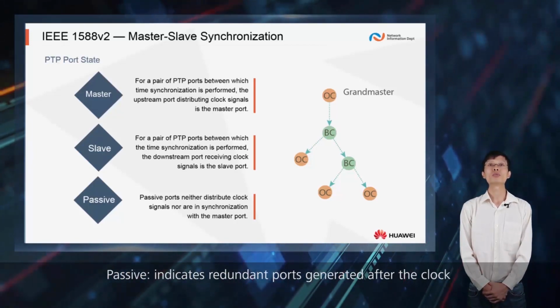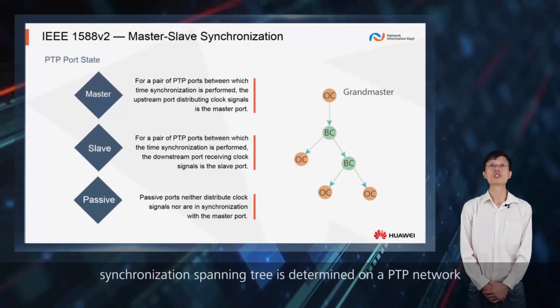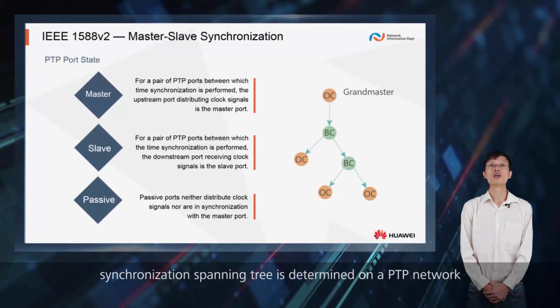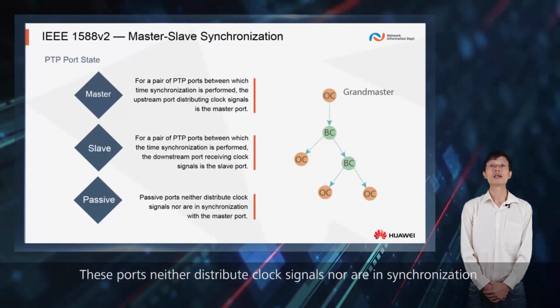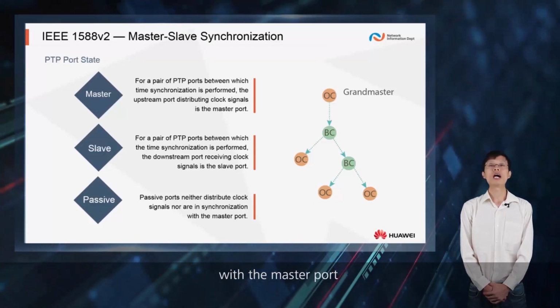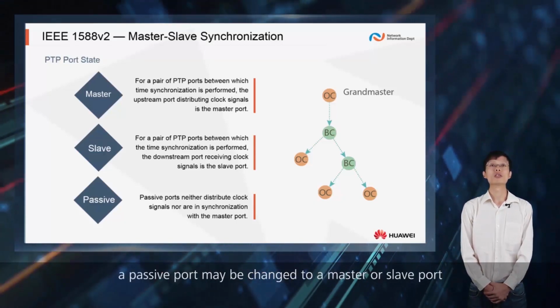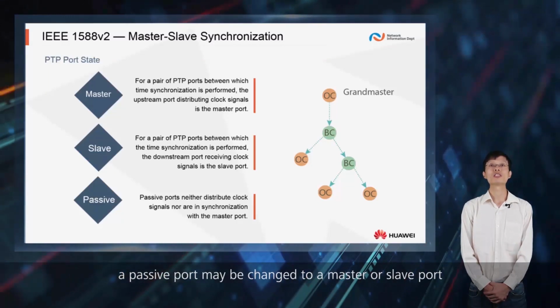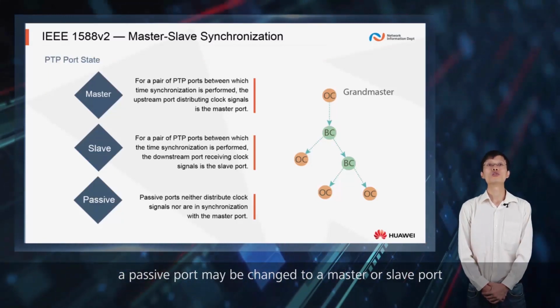Passive indicates redundant ports generated after the clock synchronization spanning tree is determined on a PTP network. These ports neither distribute clock signals nor are in synchronization with the master port. When the network topology is changed, a passive port may be changed to a master or slave port.